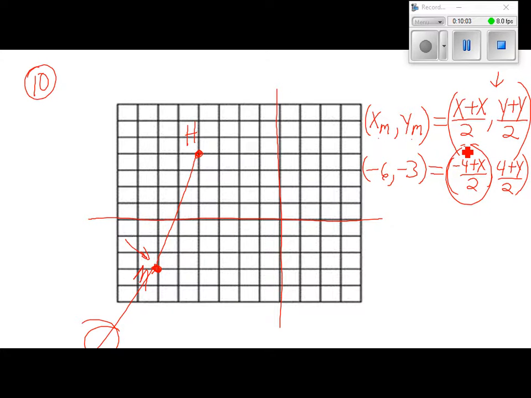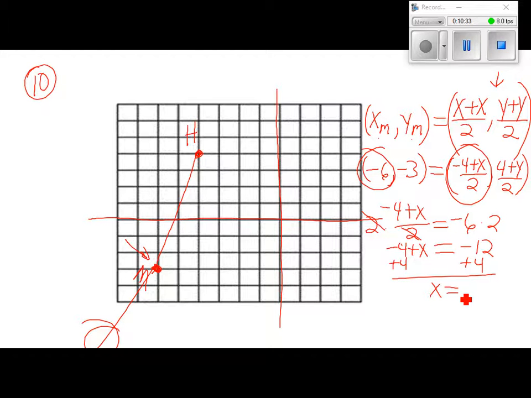And all you're going to do is separate this. You're going to take this part and set it equal to that. So -4 plus x divided by 2 equals -6. And we're going to solve that. We're going to multiply both sides by 2 first. You end up with -12 equals, and then the 2's over here just cancel out. And you got -4 plus x. Now we're going to add 4 to both sides. And you get the x coordinate of the other endpoint is -8.